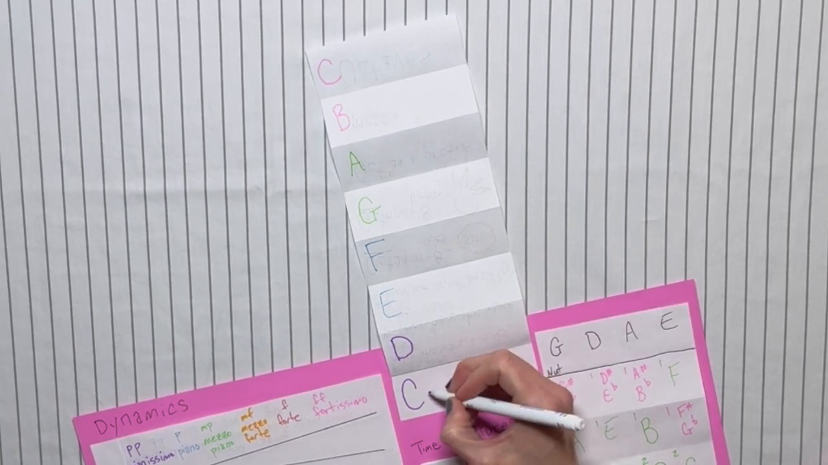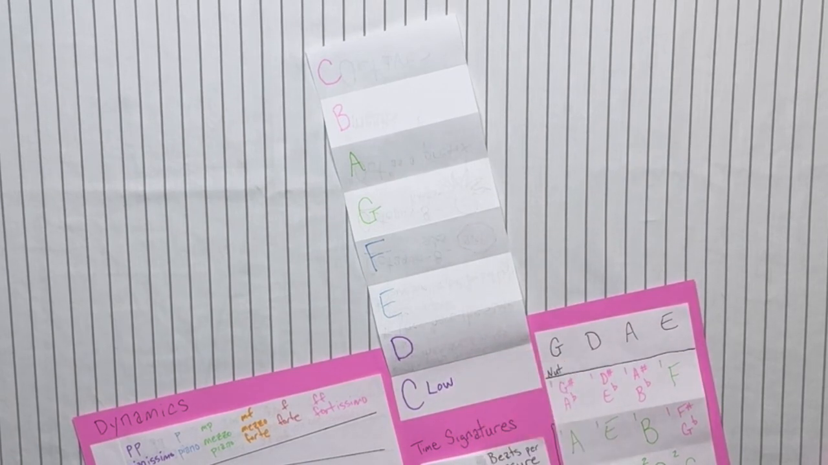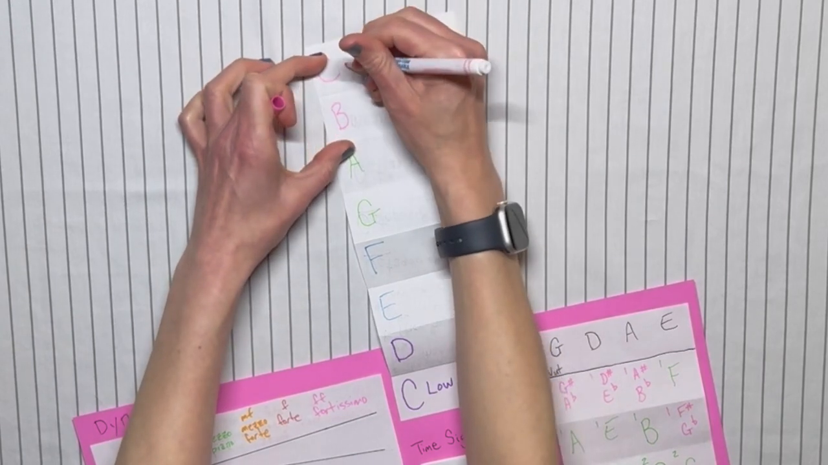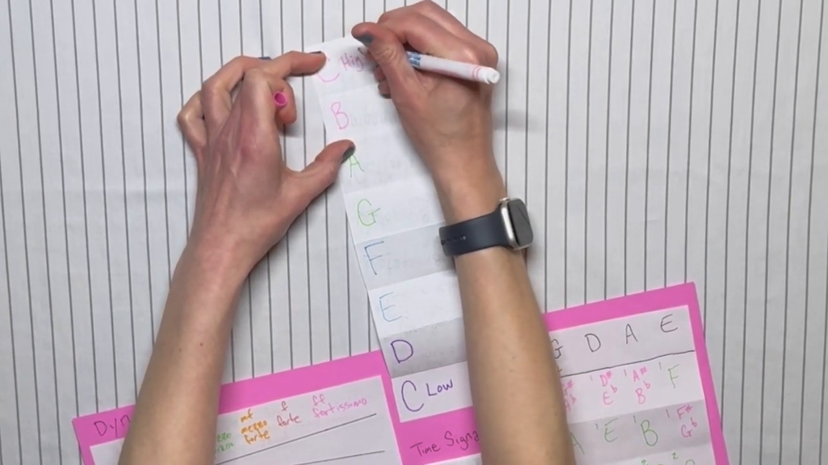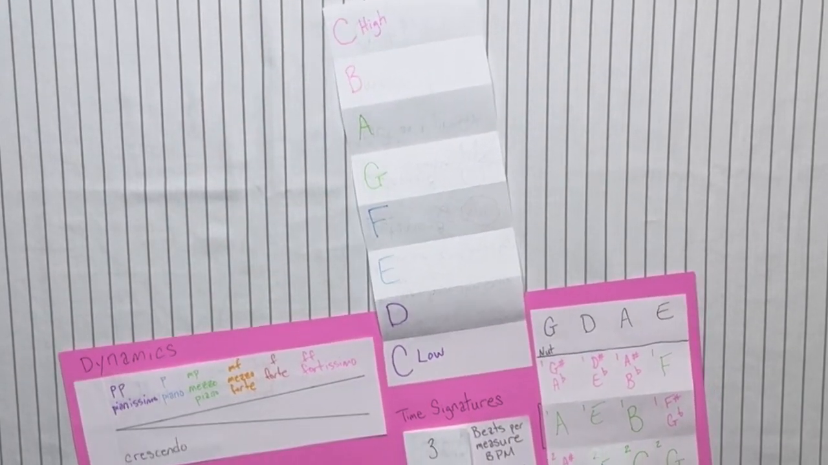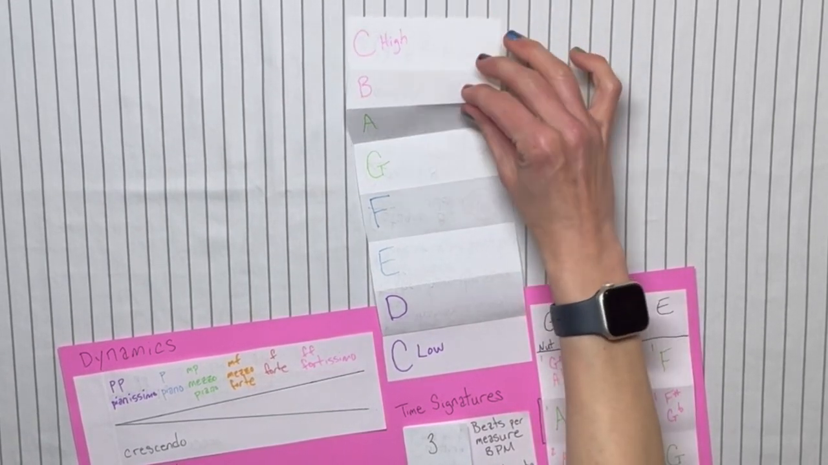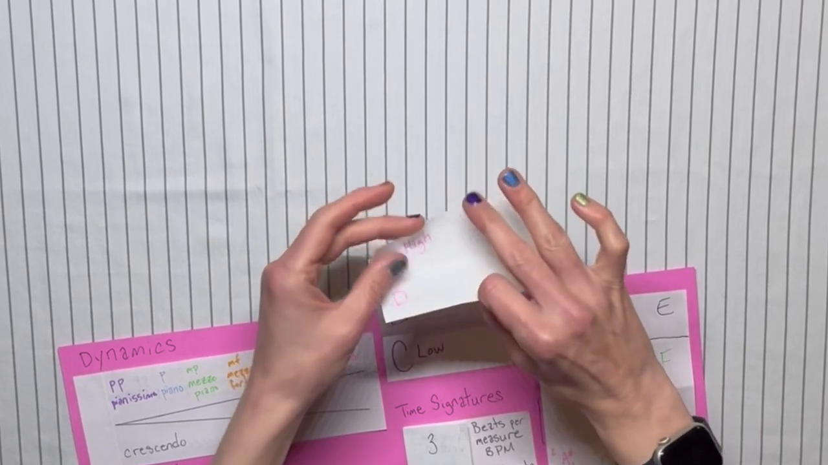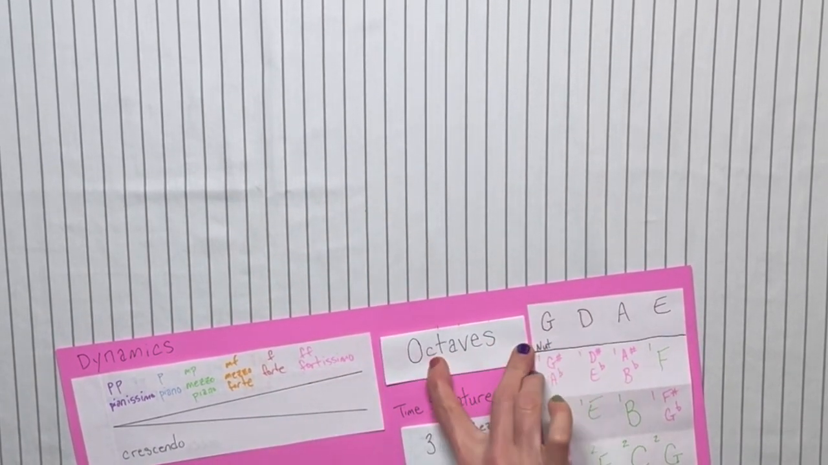Let's label this one low. And this one high. Okay, so now you have your octaves manipulative or booklet ready to go. Let's accordion fold that right back in, and there you go.